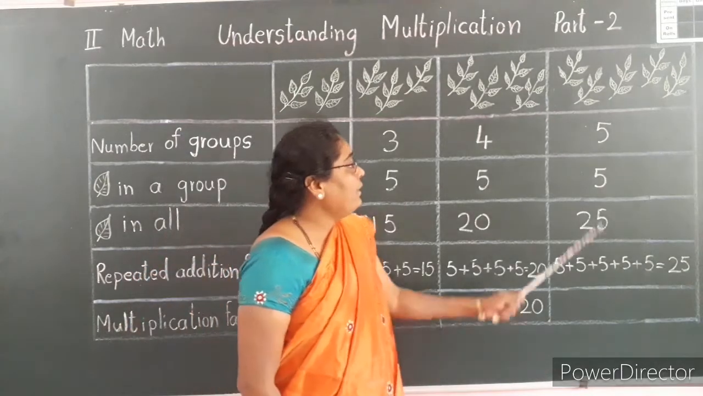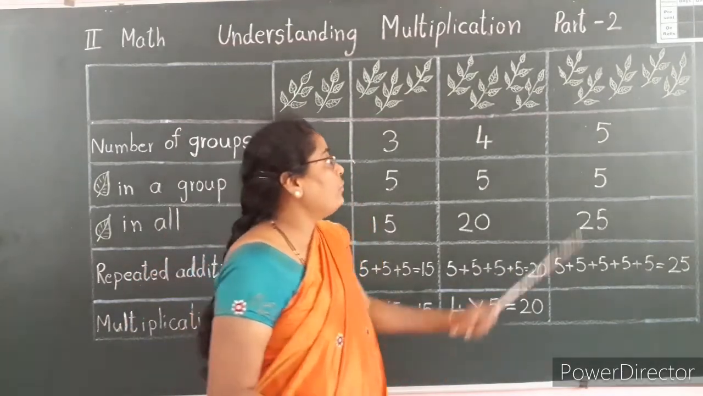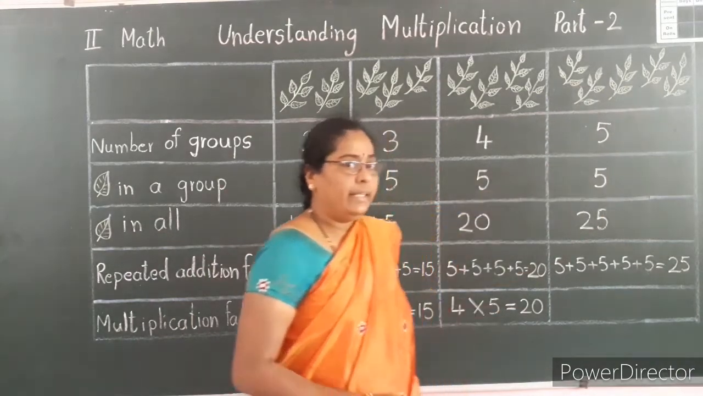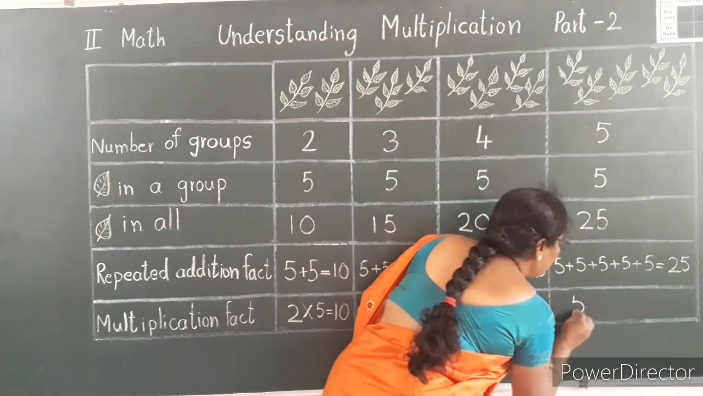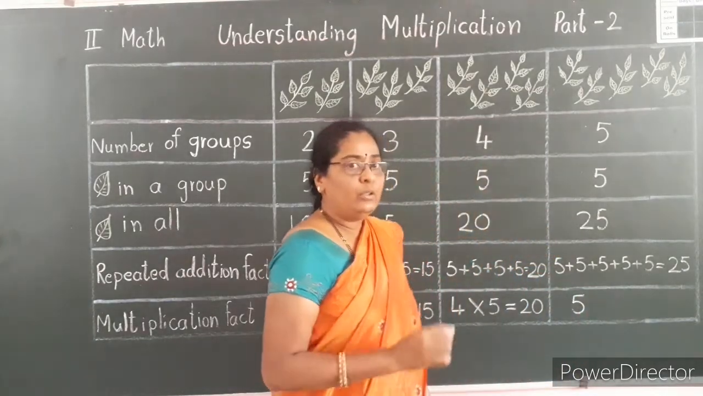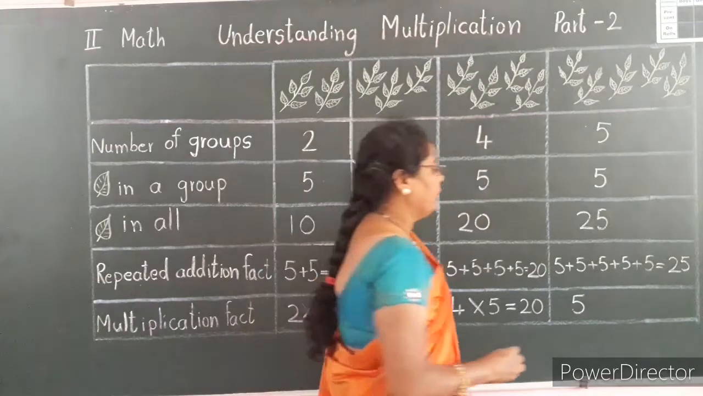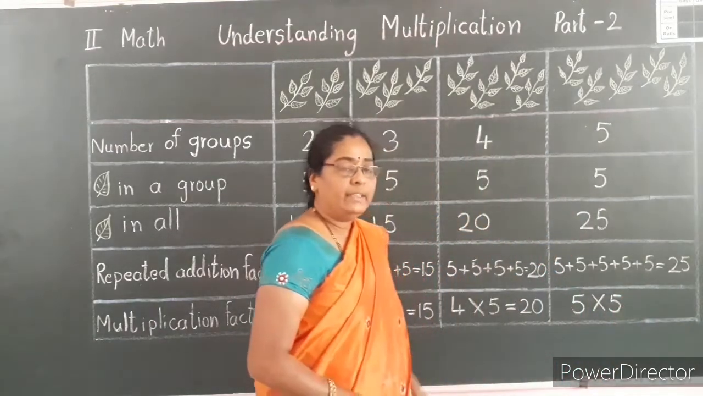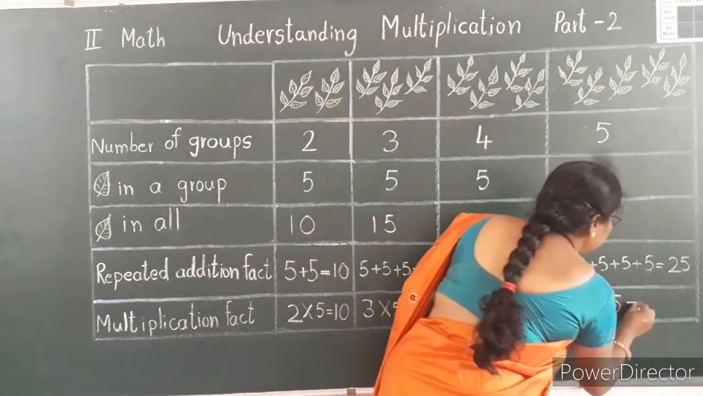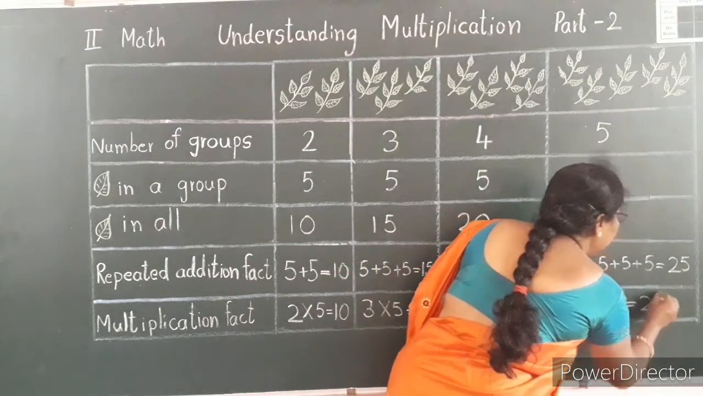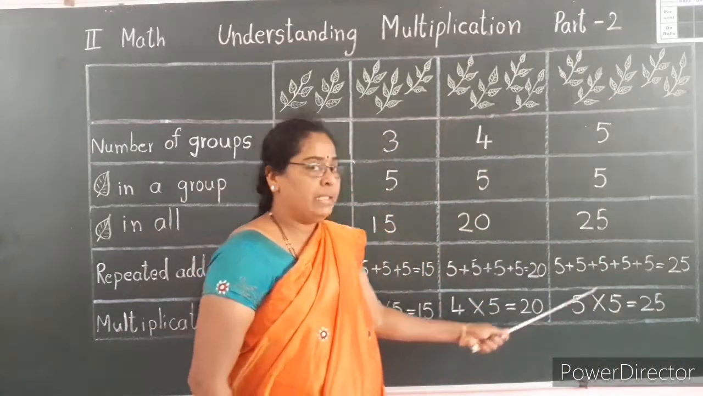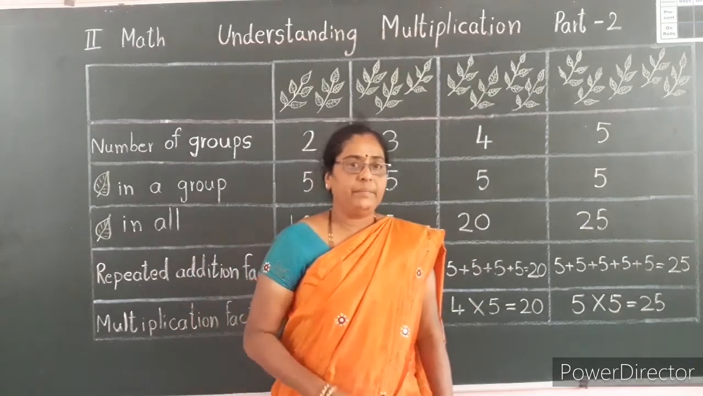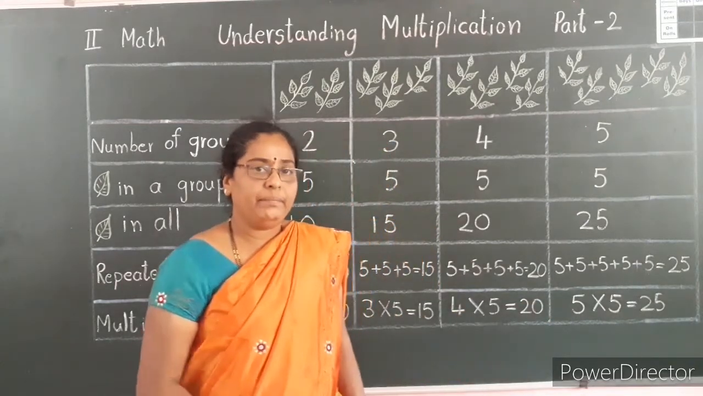Let's move to another one. First, you count the number of groups. 1, 2, 3, 4, 5. Yes. In each group there are 5 leaves. That is 5 into 5. 5 5s are 25. Yes. In repeated addition and in multiplication fact, both the answers are same.